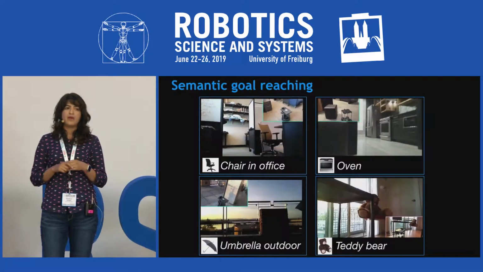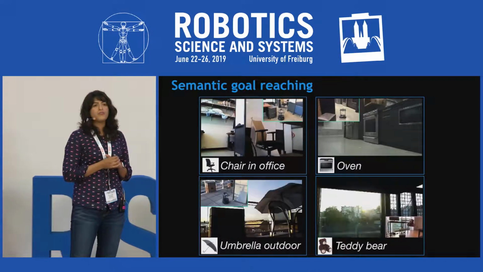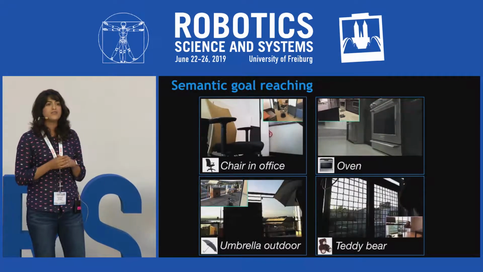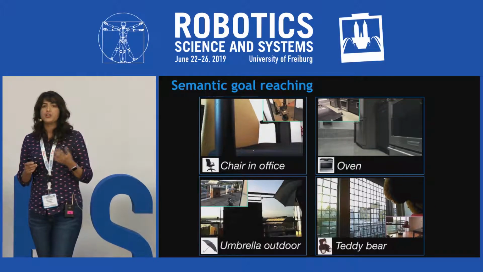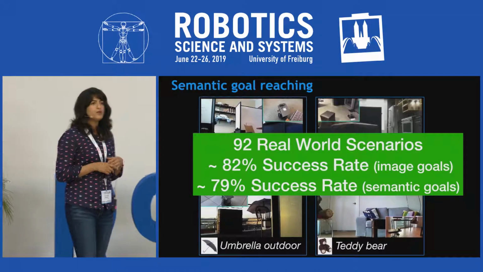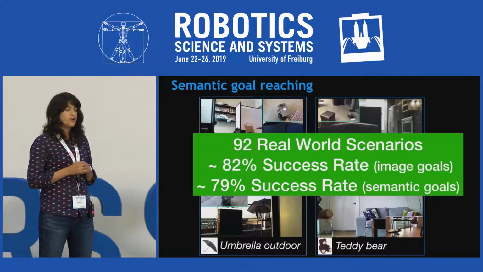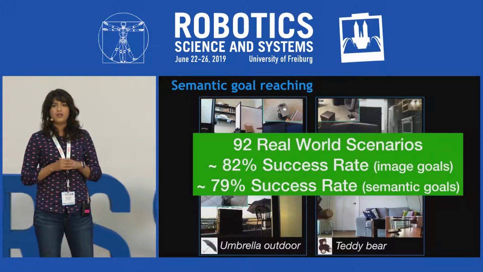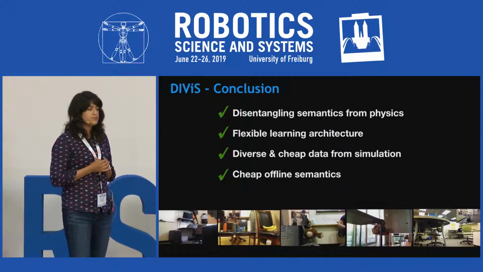As you can see, our method can perform well in a diverse set of scenarios, such as reaching a chair in confined spaces, or an oven in a kitchen, or an umbrella outdoors, and many, many other scenarios. And roughly we have gained about 82% in real-world scenarios.